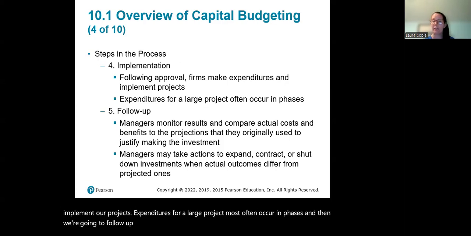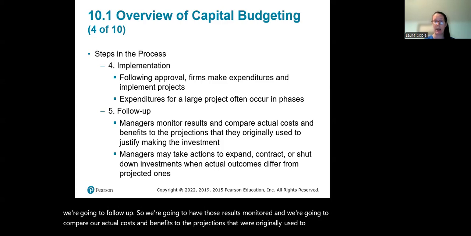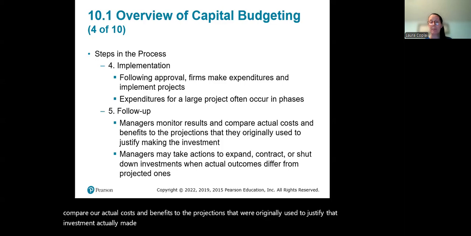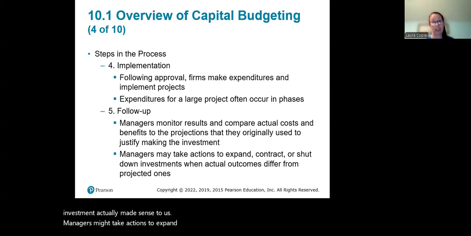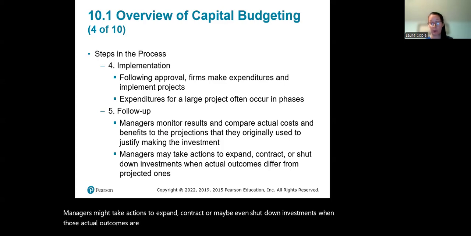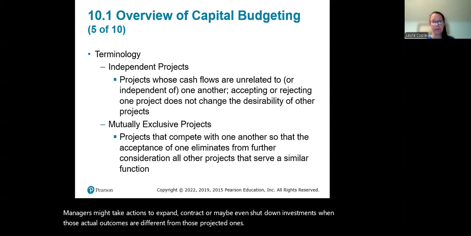We're going to have those results monitored and we're going to compare our actual costs and benefits to the projections that were originally used to justify that the investment actually made sense to us. Managers might take actions to expand, contract, or maybe even shut down investments when those actual outcomes are different from the projected ones. So here's some more terminology.